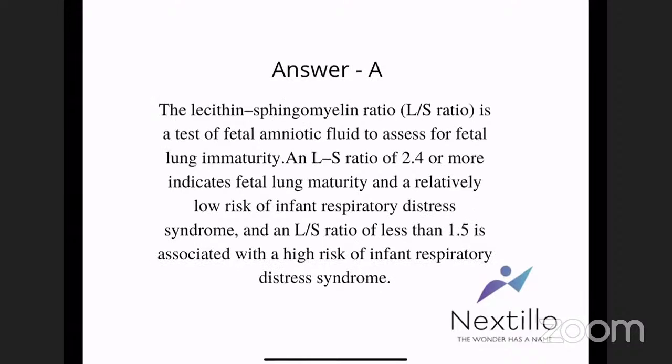So this was about lecithin sphingomyelin ratio. It is done to assess the fetal lung maturity, and it is done in fetal amniotic fluid. An LS ratio of 2.4 or more indicates lung maturity, and an LS ratio of less than 1.5 is associated with a high risk of infant respiratory distress syndrome.